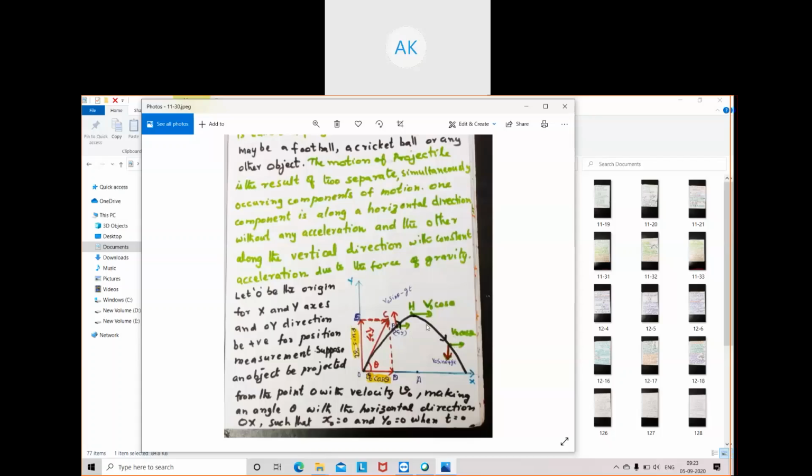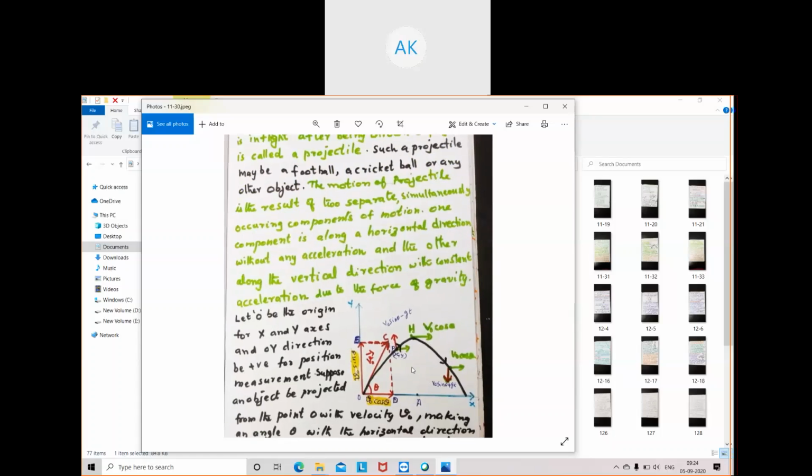Why? Because there is no acceleration along the horizontal direction. No force is exerting on the body towards right or towards left. Only the gravitational force is acting vertically downward. Only that force is acting on it in projectile motion. No other force is acting in the horizontal direction. So the horizontal component of velocity remains the same throughout the motion. Understand? Only the vertical component of velocity, v0 sin theta, will change with time.